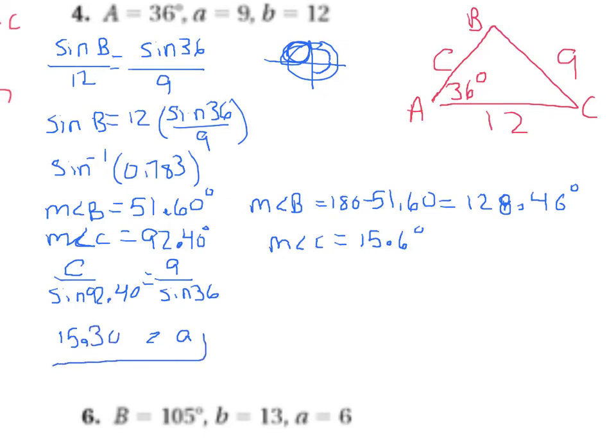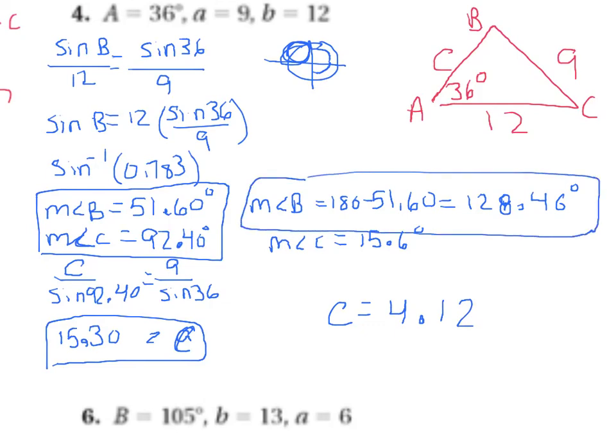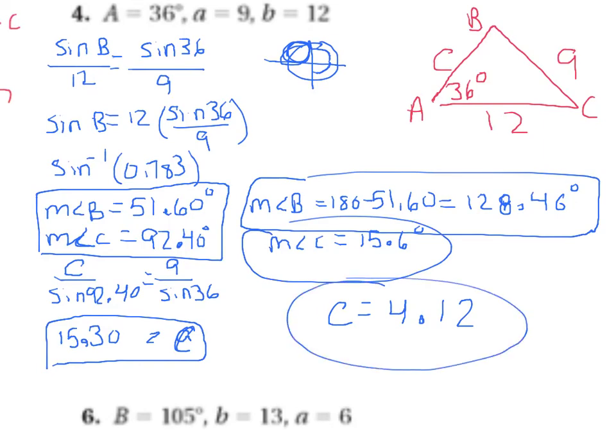So there's the three missing pieces for one of the triangles. Now we have to do it for the other one. So try to set that up, and let's see what we should get. I'm just going to write you an answer here. And you would get here C equals 4.12. So there's our answers for that one. Okay? So let's keep going.